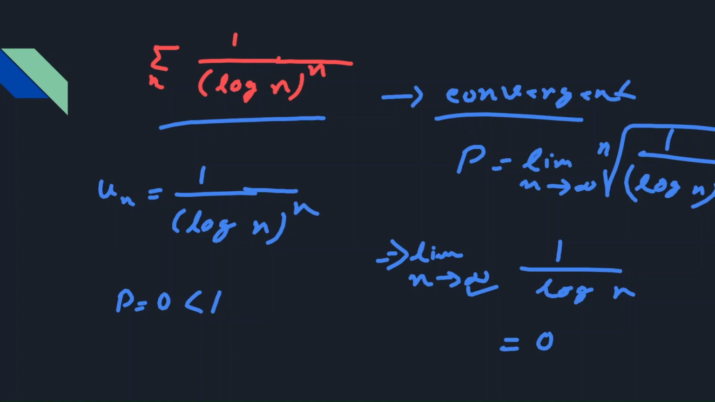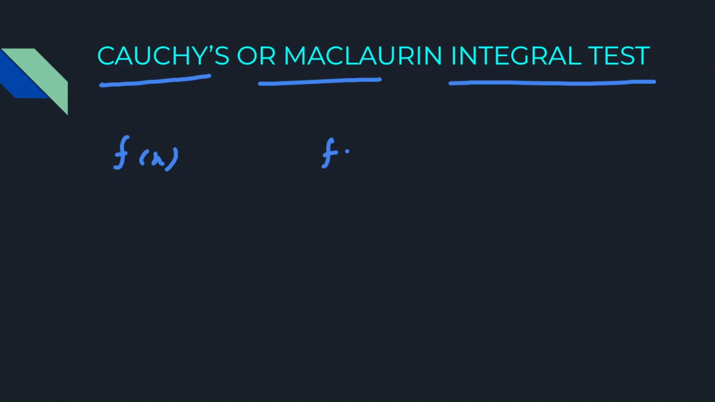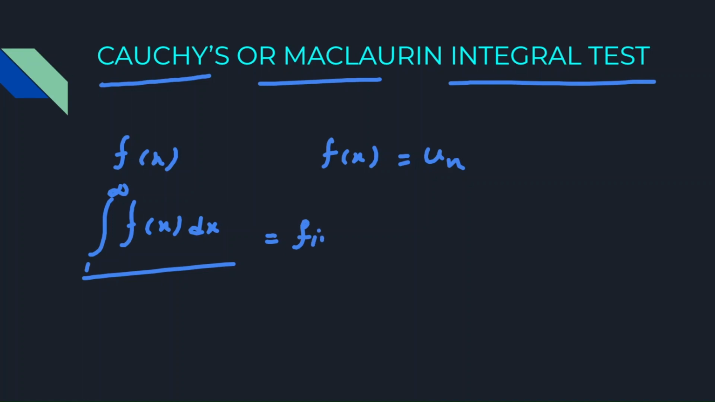Do you still have any doubts? You can comment your doubt. Let's find another test to find whether a series is convergent or divergent. This is called Cauchy's or Maclaurin integral test. Let's see what this test actually states. If f(x) is a continuous monotonic decreasing function, in which f(n) actually means un, then to find whether the series converges or diverges, we have to find the integral from 1 to infinity of f(x) dx. If the value of this integral is finite, then that infinite series will be called convergent, or otherwise that series will be called divergent, right?